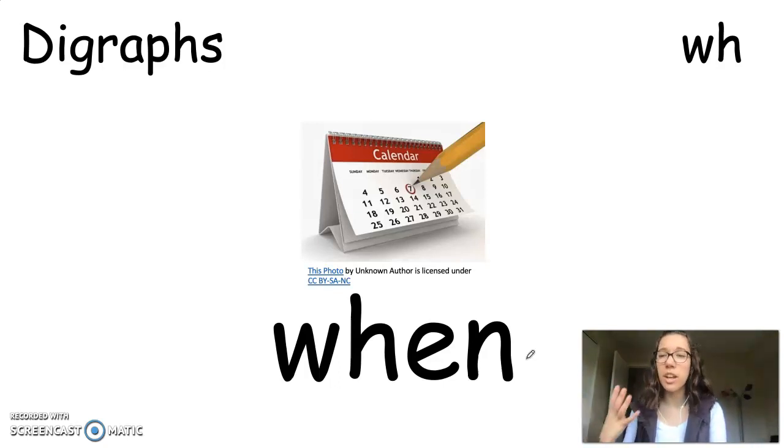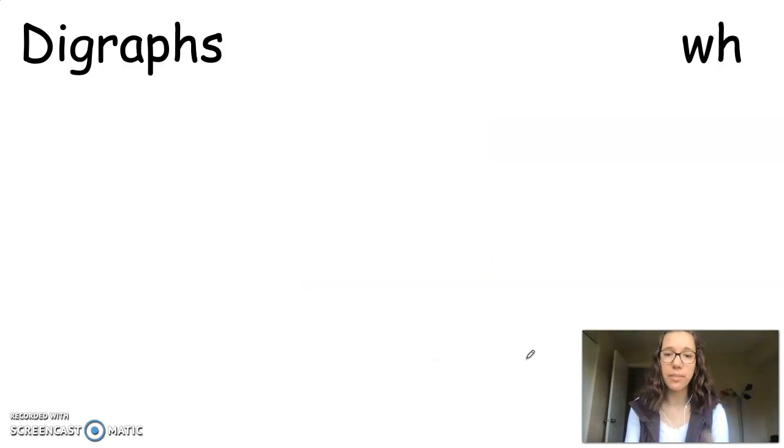Remember, WH is often seen with our question words. But when we see the word when, we know we're asking about a time or a date. So in this case, we're looking at a calendar. Whoop, e, n, when. Good, let's do one more WH example, and then we'll look at our next digraph.